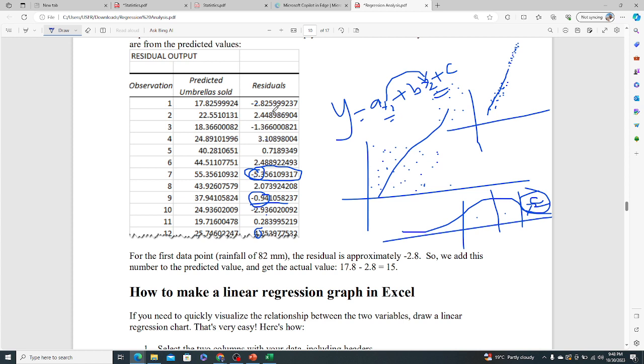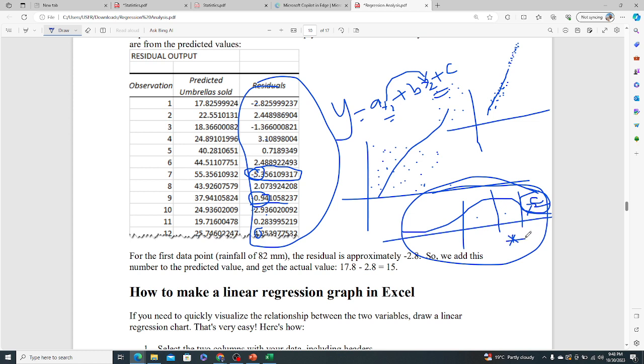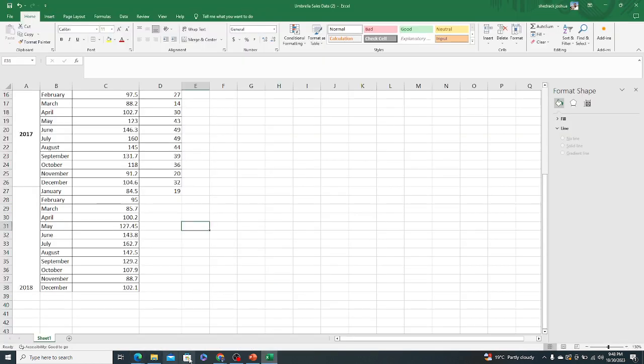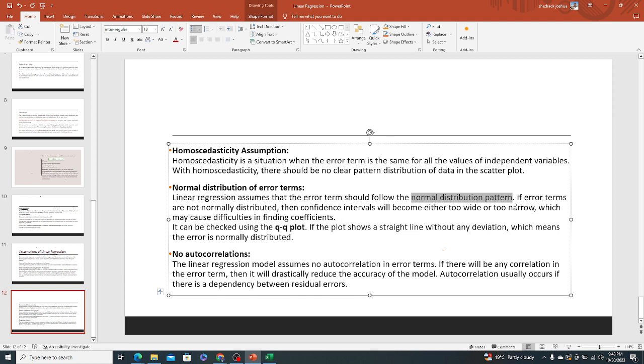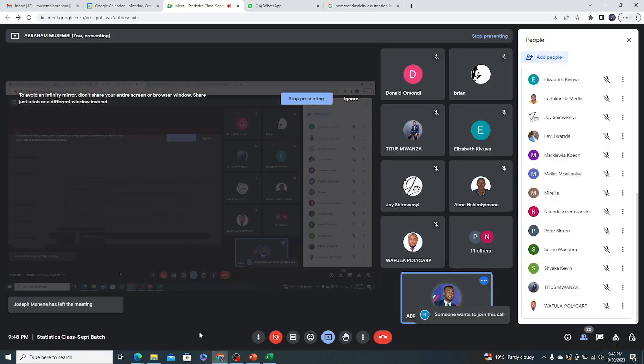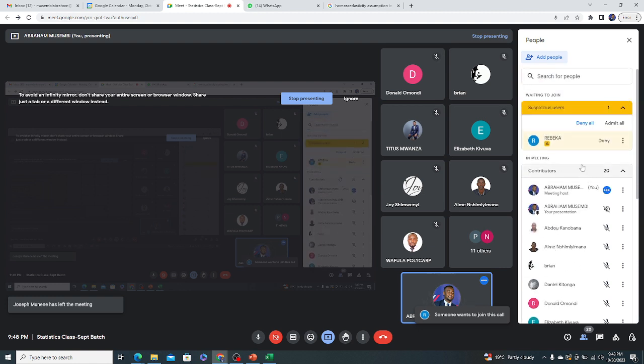So basically if you plot all these residuals, they should create a distribution like this, a normal distribution, something like this. And we shall also check that. If the error terms are not normally distributed, then the confidence interval will be either too wide or too narrow, which may cause difficulties in finding coefficients.